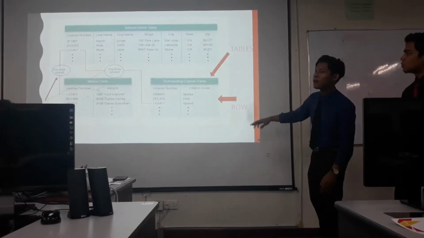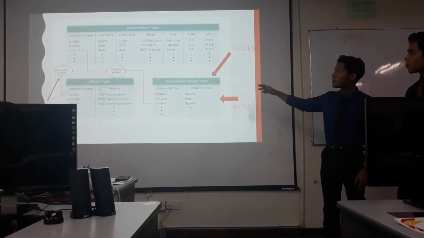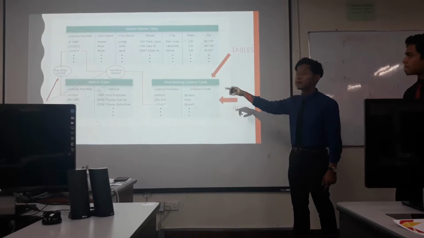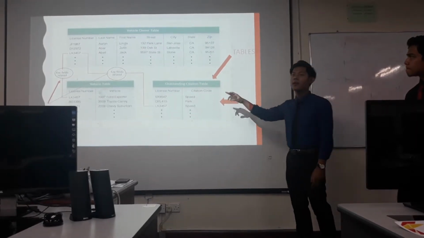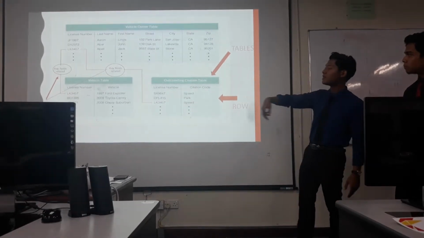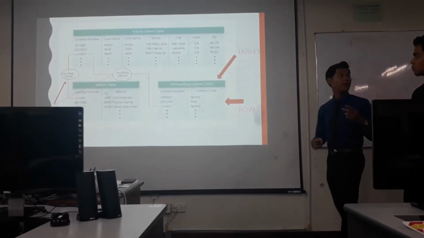In the diagram in front, there are 3 tables. Each table has license number as its primary key, and it is used in another table such as the outstanding citation table and the title table, and that makes it a foreign key.